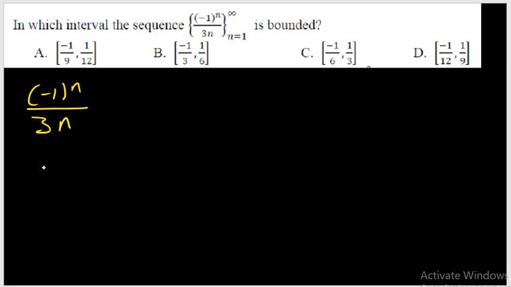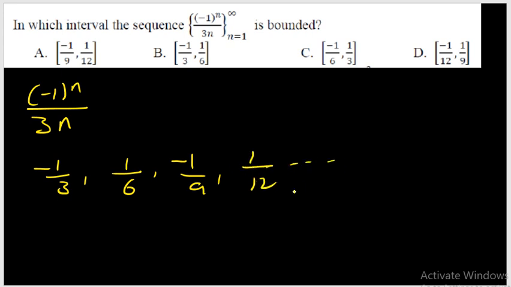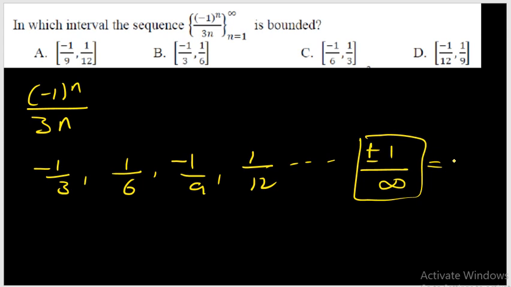If you insert 1, the outcome will be negative 1 over 3. If you insert 2, it will be 1 over 6. If you insert 3, negative 1 over 9. Then if you insert 4, 1 over 12, and it continues. Finally, as n goes to infinity, the lower part will be a large number. The upper part, as n goes to infinity, will be either plus or minus 1. The whole over infinity means 1 over infinity or negative 1 over infinity. In either case, it will be 0.